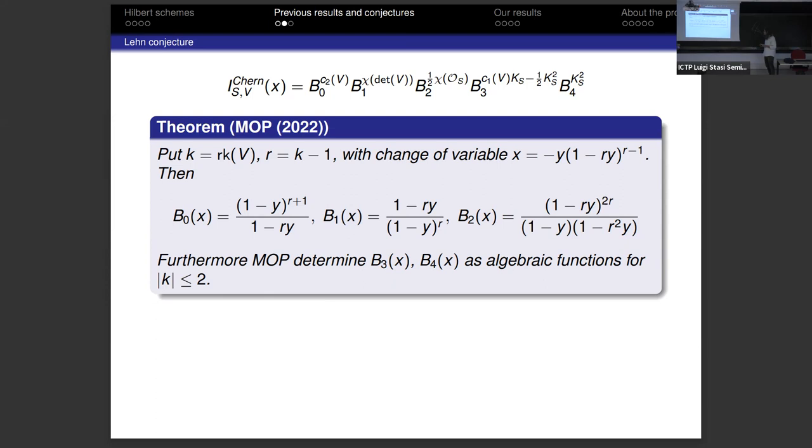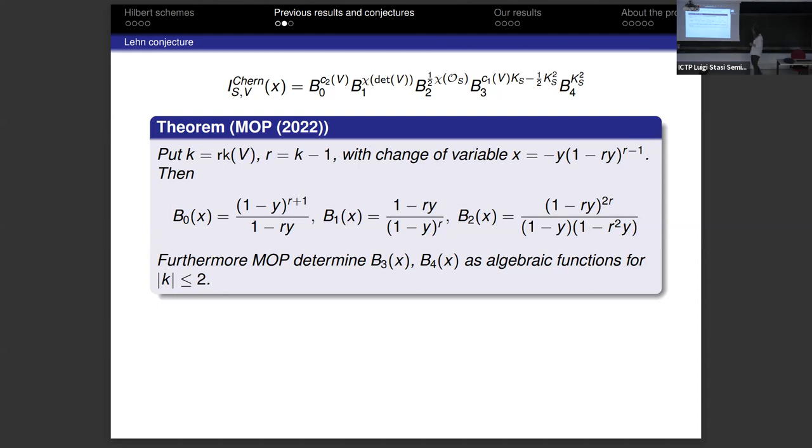Actually, what MOP write is slightly different. They have a different change of variables, and then the formulas obviously look different. But this is what we get, and in our computation it's slightly simpler than what they have, so this is slightly more convenient. Furthermore, they determine these two missing power series as algebraic functions in x or in y for small values of k, the absolute value of k being at most 2.